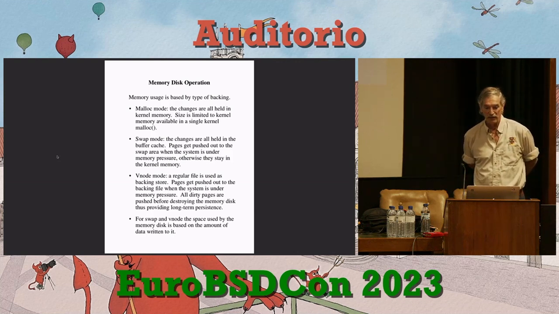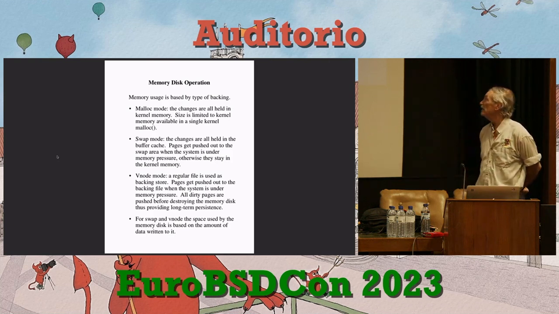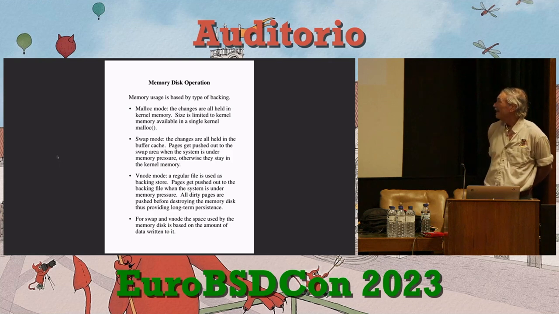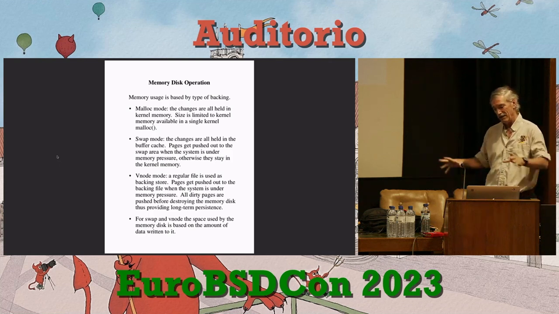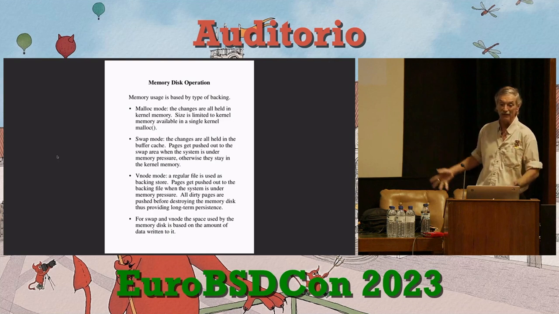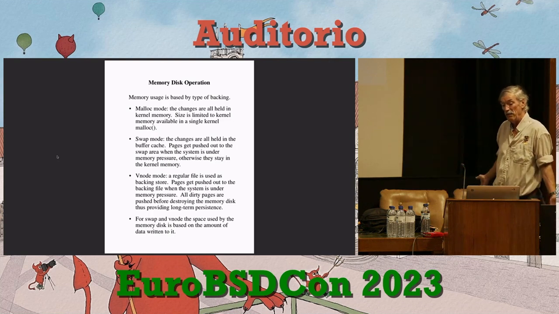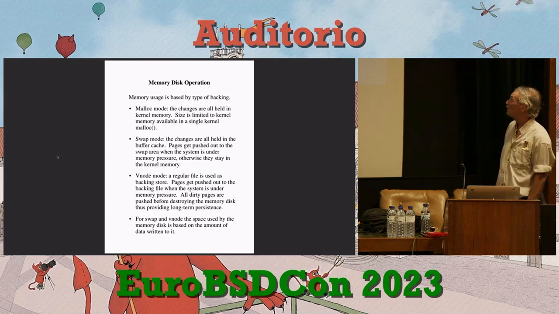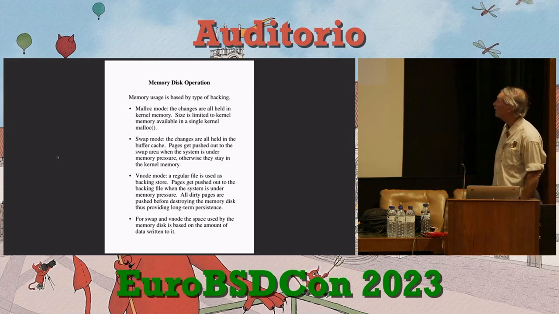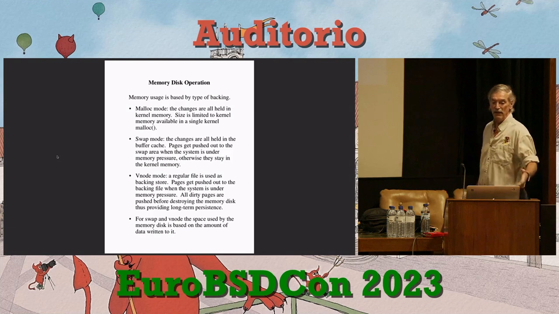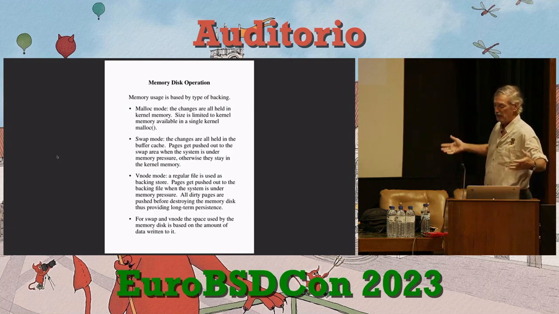Okay, so in swap mode, the changes are all held in the buffer cache, and pages get pushed out to the swap area when the system gets under memory pressure. Otherwise, they stay in memory. So for the most part, when you first touch a page, a sector or multiple sectors on one of these disks, pages get allocated to it. And they pretty much just stick around unless we start getting short of memory. And if we start getting short of memory, then the ones you haven't been using get pushed out to the swap area.